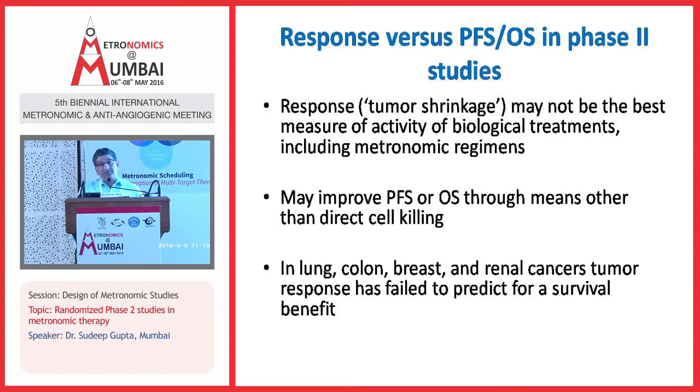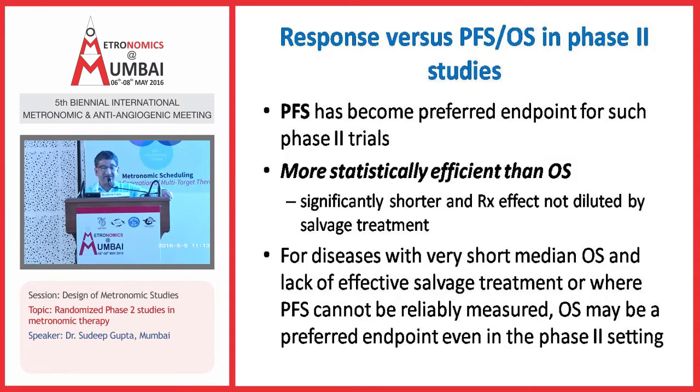The other problem with a single arm phase 2 study is the use of response rates, and I think there was a discussion at the end of the previous talk. Response or tumor shrinkage may not be the best measure of activity of biological treatments, including metronomic regimens, and these types of treatments may improve progression free or overall survival through means other than direct cell kill. And of course, most of you know that in a variety of cancers, tumor response has failed to show a tight correlation with survival benefit.